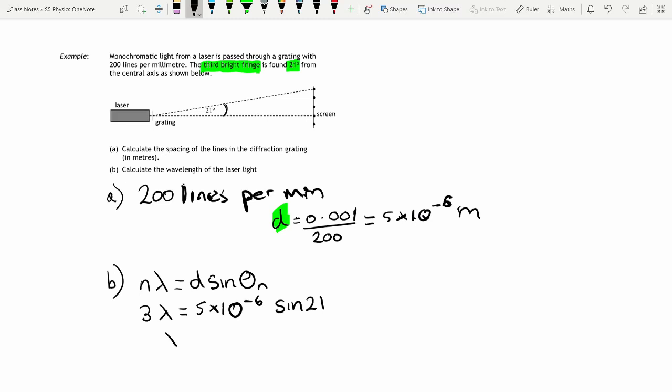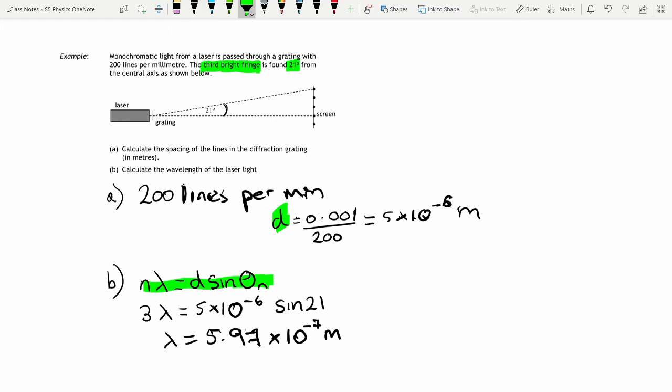So the wavelength is 5 times 10 to the minus 6 times sine 21 divided by 3, which comes to 5.97 times 10 to the minus 7 meters. Okay, so if it's a diffraction grating, you use the equation n lambda equals d sine theta n.